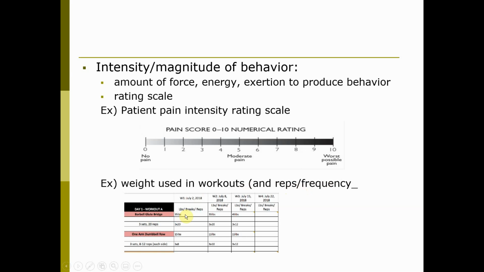An individual is starting out with 35 pounds and then working up to 45 pounds with the barbell glute bridge. And then for a different set of behaviors, the one-arm dumbbell row, starting with 15 pounds, and then tracking 15 pounds across time and maybe increasing the number of reps. So the amount of weight would be the measure of intensity or magnitude of behavior. And then we could also track reps or frequency, which is a different measure that we just talked about.